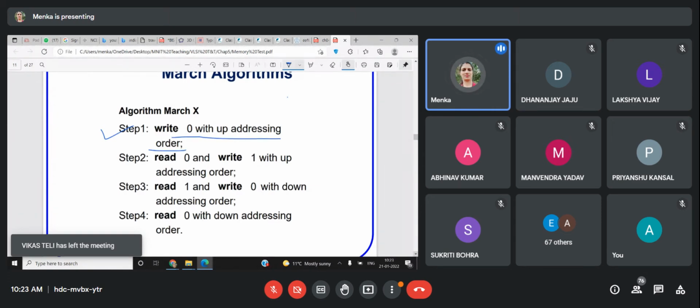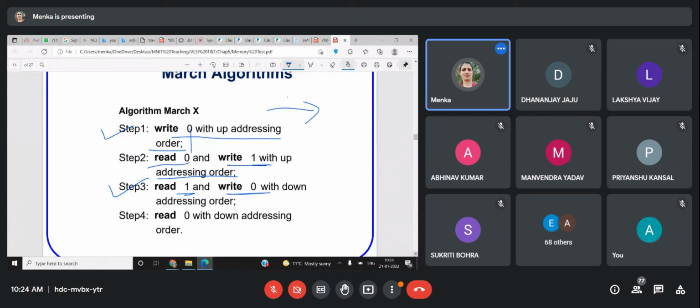So write 0 with up addressing order. Then in the next step, you have to read that 0 and then write 1 with up addressing mode. Up addressing mode means one after other, all the addresses you will keep on writing. Then you have to read 1 and write 0 with down addressing mode. Read 0 with the down addressing mode. So in this fashion, you are going to read and write: read 0, write 0, read 1, write 1, with up addressing and down addressing. So this is the March test algorithm.